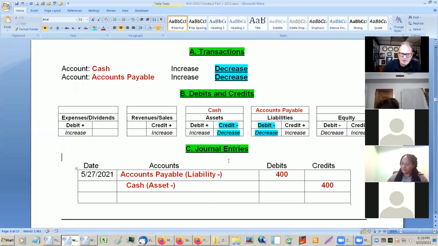So one thing about this system is that it doesn't eliminate errors, but it makes it more difficult because the debits have to equal the credits. And if they don't, you know immediately that you got something wrong that you need to fix.